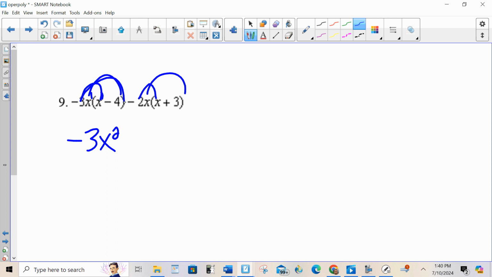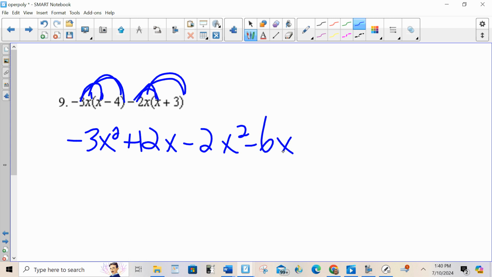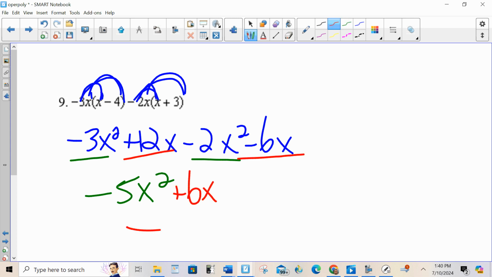Negative 3 times negative 4 is positive 12x. Negative 2x times x is negative 2x squared. Negative 2x times positive 3 is negative 6x. And similar to what we just did, I now combine like terms. Negative 3x squared and negative 2x squared is negative 5x squared. Positive 12x and minus 6x is plus 6x.